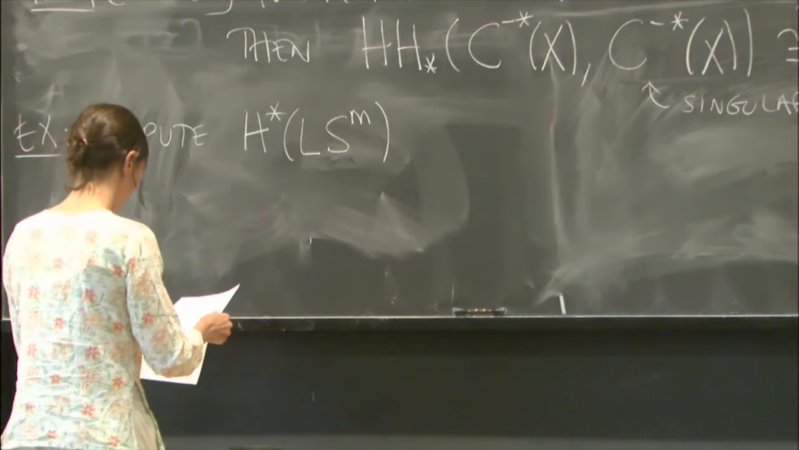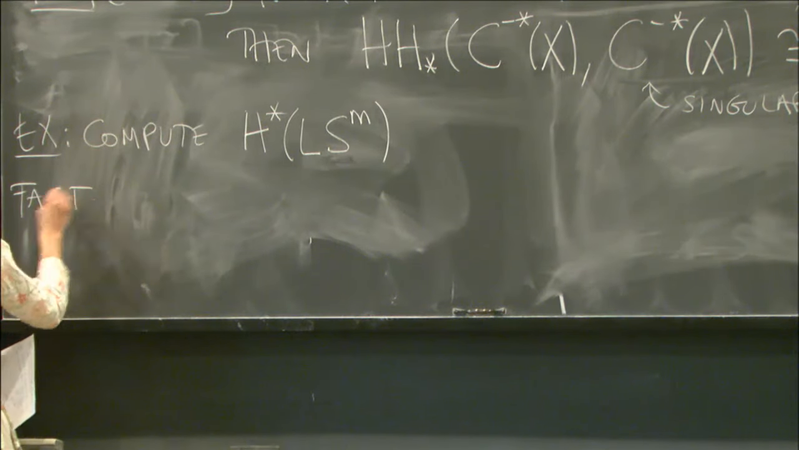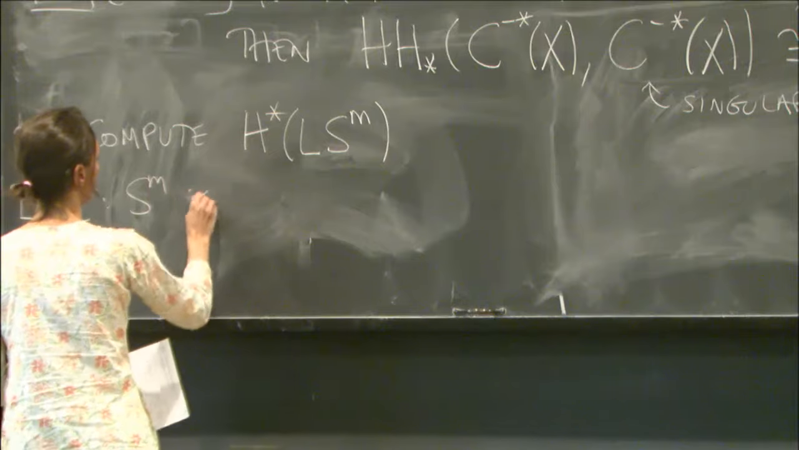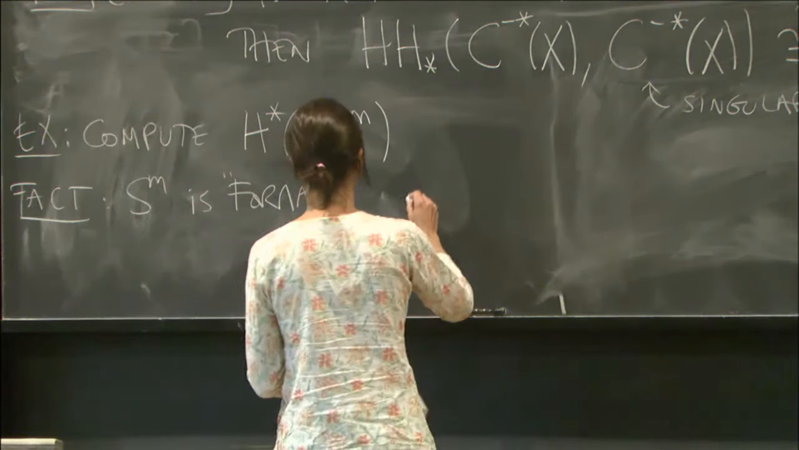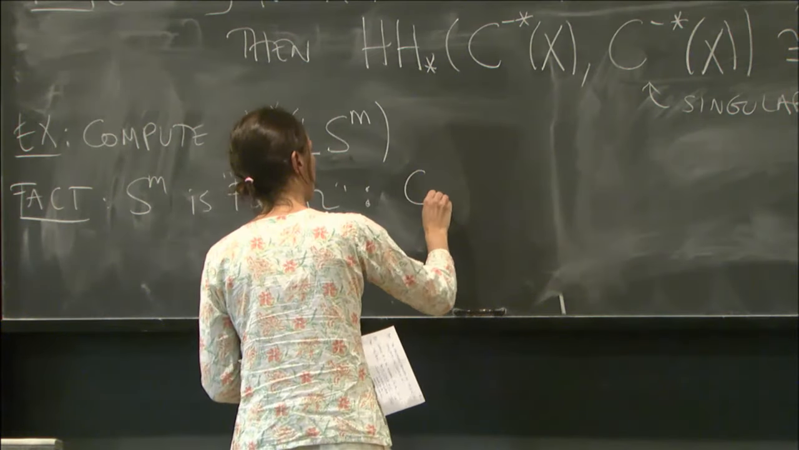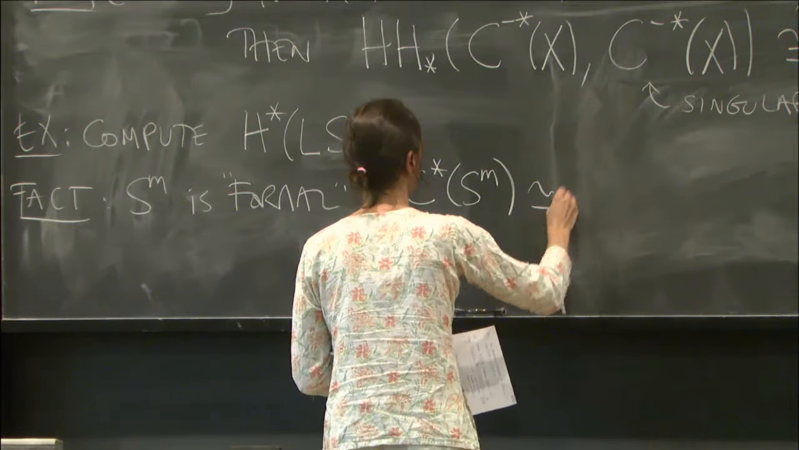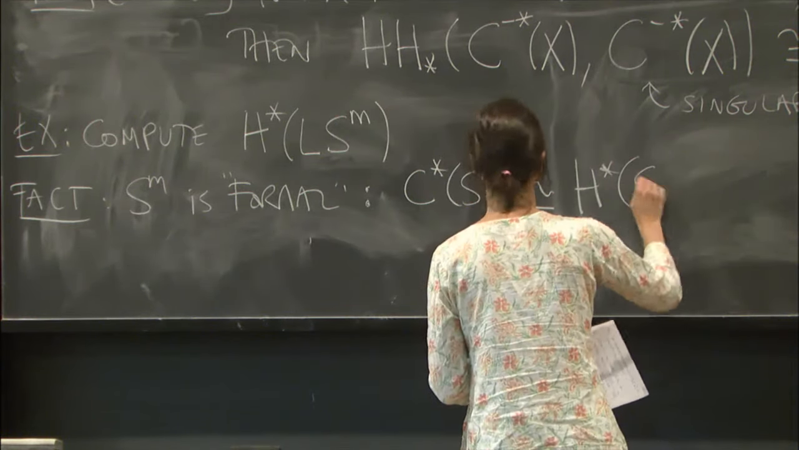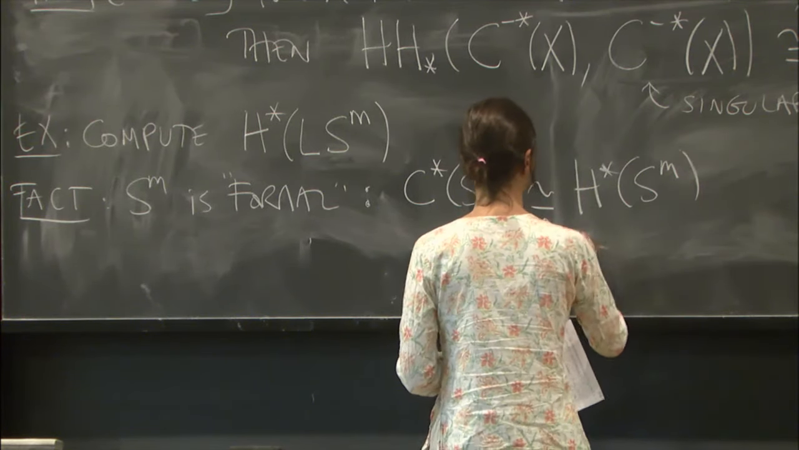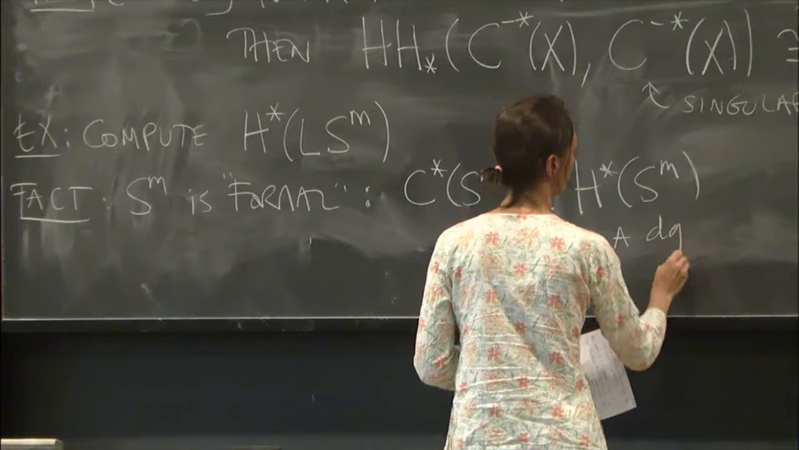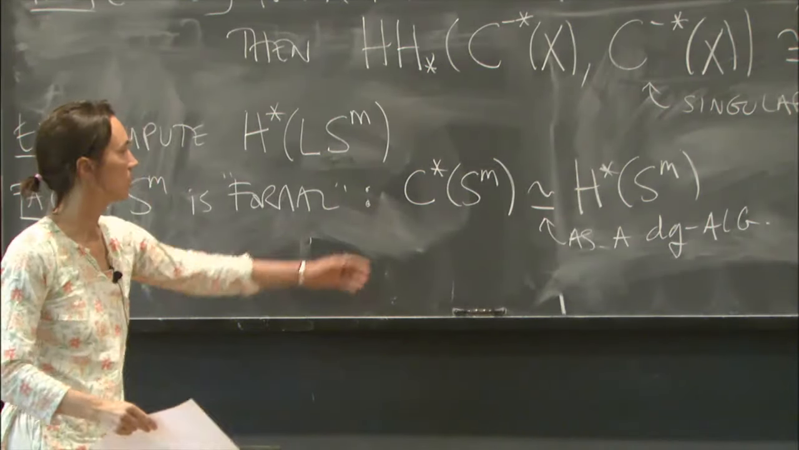We can do it. First we need a little fact: the sphere SM is what is called formal, which means that its cochain algebra is quasi-isomorphic to its cohomology as a differential graded algebra. I'm not going to prove this, but you can believe it. Why do we believe this?